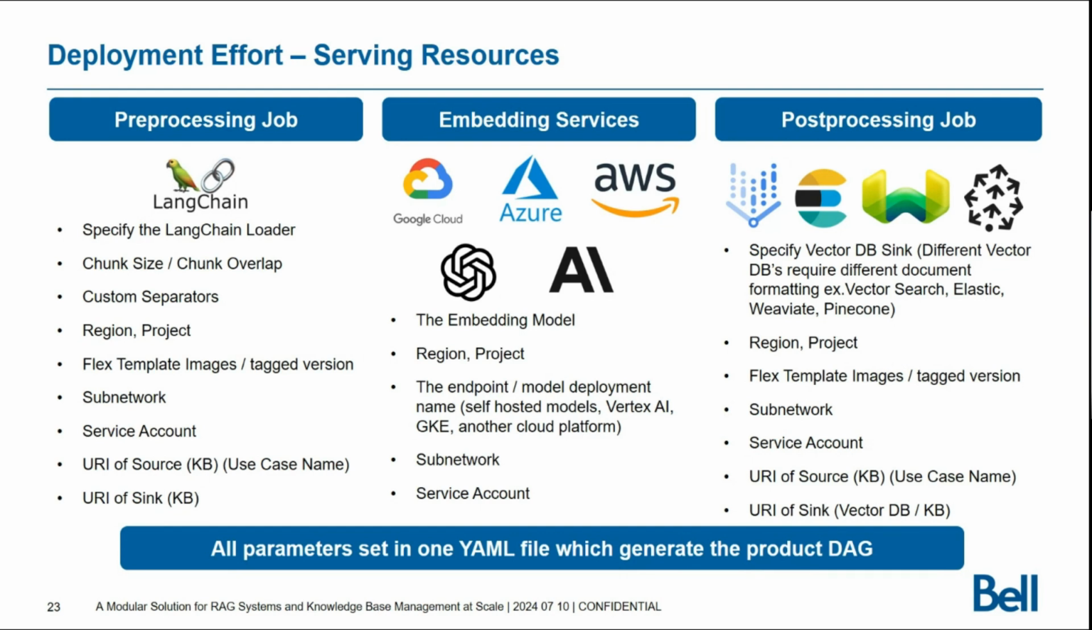Your embedding services, as Lyndon alluded to, if done right, you should be able to interchange the embedding model, the region, the product, the endpoint if it's a self-hosted model, all of that should be configurable. And for post-processing, again, you should be able to specify your vector DB sync, the region, the project where it actually lives, and then the URI of the source of your knowledge base and the URI of the sink.